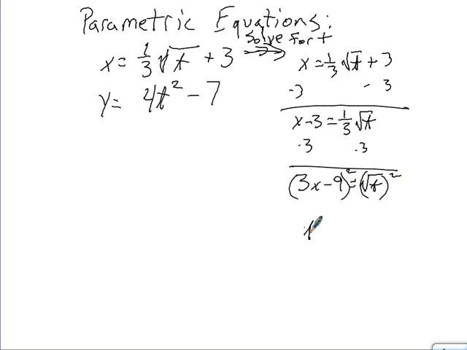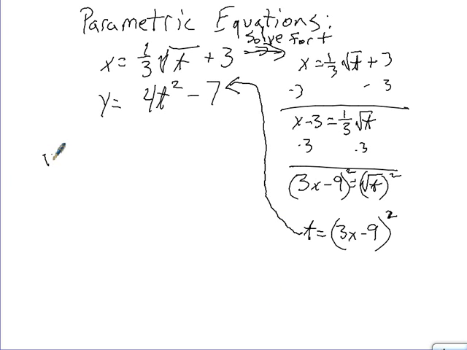So t equals (3x minus 9) squared. Now I can express this as a perfect square trinomial, but we're just going to leave it this way for now. We can always do that later if we see that we need to. So here's what I'm going to do next. Once I have solved for t in one equation, I'm going to take that value of t and substitute it into the other equation.